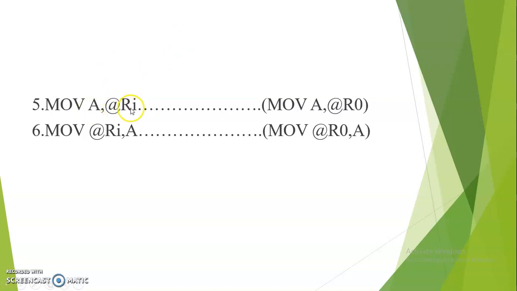Now @Ri means one of the registers from the register bank is selected, in that register there is some address, and at that address there are some contents. Those contents are moved to the accumulator. Suppose the example I have given is MOV A comma @R0. Say R0 is the register from some register bank, say bank 3. In that bank there are 8 registers, and bank 3 is the 4th register bank of 8051.